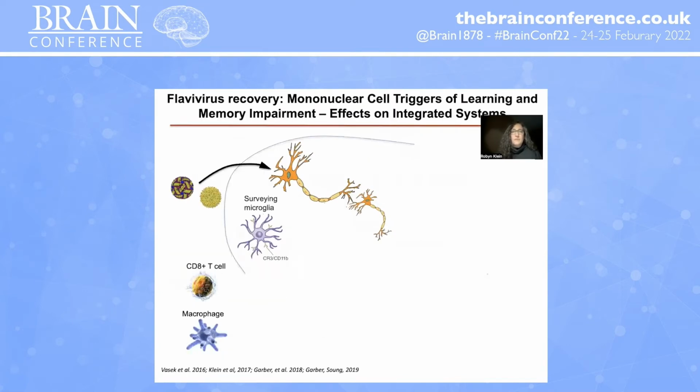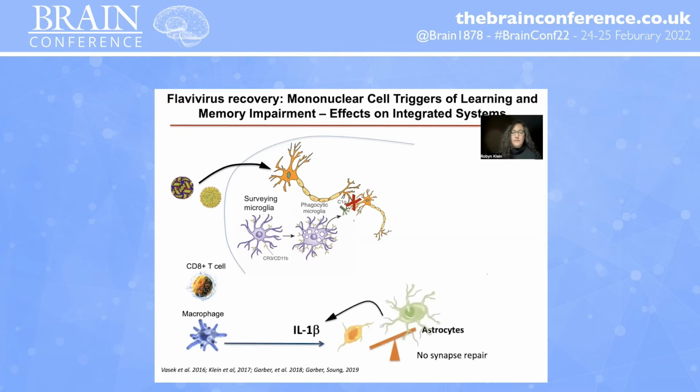So over several papers, we demonstrated that there were mononuclear cell triggers that impacted learning and memory with effects on integrated systems. So while West Nile virus and Zika entered the central nervous system, CD8 positive T cells that are directed and antigen specific at virus enter the CNS, and through type 2 interferon, or interferon gamma, can clear virus. But they can also promote activated microglia, which through expression of complement can tag synapses for elimination and lead to spatial learning deficits.